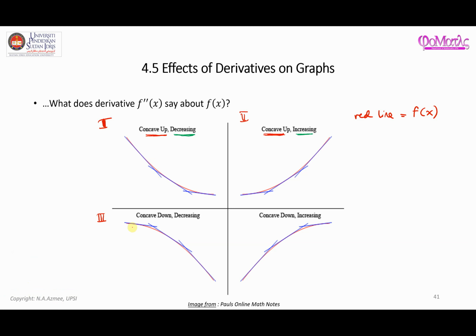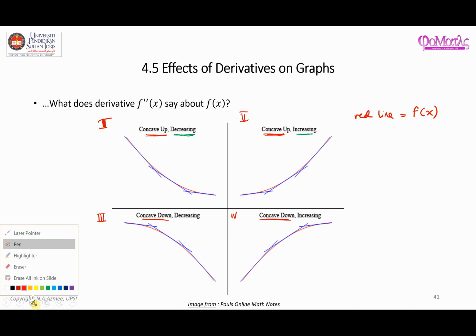In the third situation, this is the red line, the original graph f(x). It is below all its tangents. The tangent lines here are represented by the blue lines. So the red line is below all of its tangents. Therefore, we say that this is concave downward. Similarly for the fourth situation, you can see that the red line is below all of its tangents, and so this is concave downward.